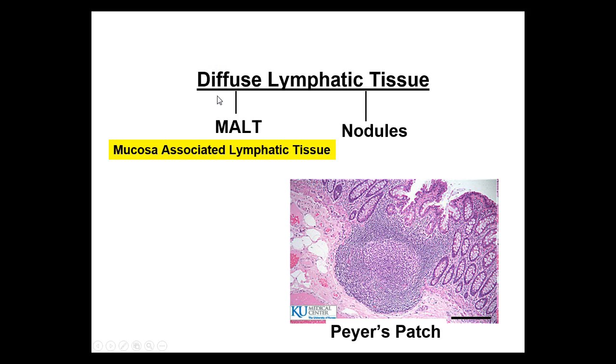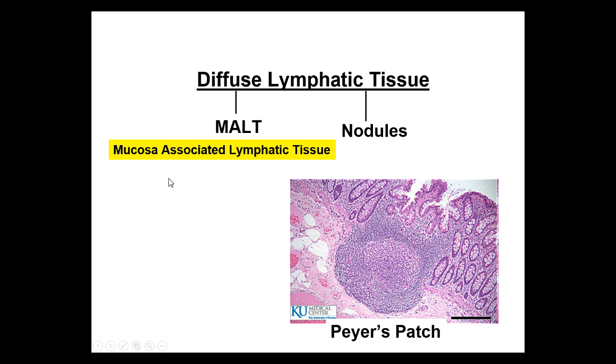Just the word diffuse should give you some idea of where this tissue is that we're talking about. Diffuse kind of means spread out all over the place, in lots of different areas, in not a consistent quantity. So when we talk about either of these, the MALT or nodules, that's really consistent with diffuse. MALT stands for mucosa-associated lymphatic tissue.